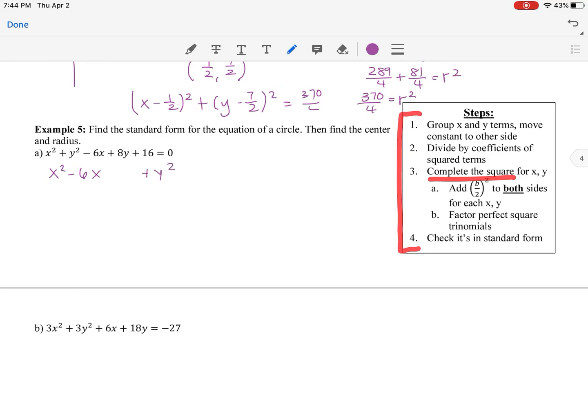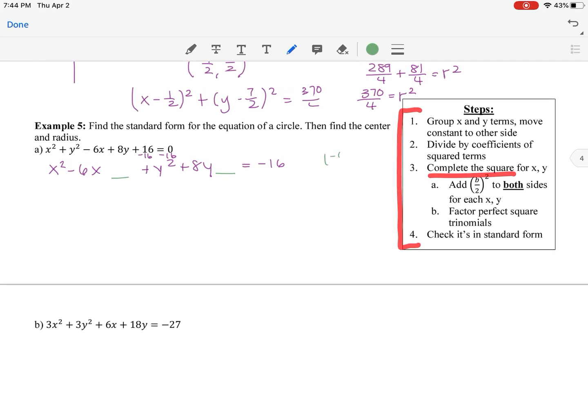So I'm going to put my x squared and my -6x together. I'm going to put my y squared and 8y together. And I'm going to move the 16 to the other side so it equals -16. Okay, so this is the part where you have to figure out what number will complete each of these trinomials. So if I do -6 divided by 2, that's -3, and 3 squared is 9, so I'm going to add 9. I'm going to put it over here on the left just for organization. But if I do something to the left side of the equation to keep things balanced, I also have to do it to the right.